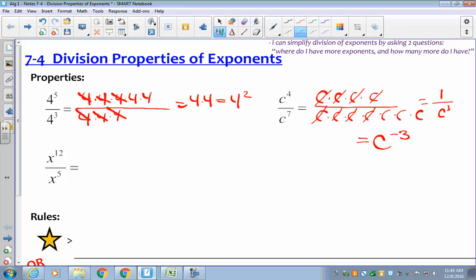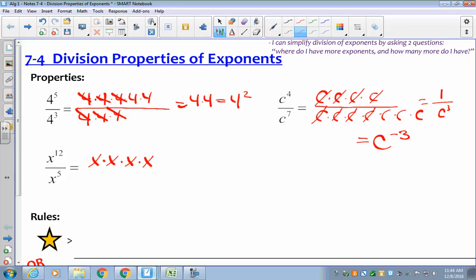Normally, I wouldn't end with a negative exponent. Normally, we would just say 1 over c cubed. But because we're investigating, I want to put that out there as an alternative so that we can find the pattern. All right, this is the hard part.